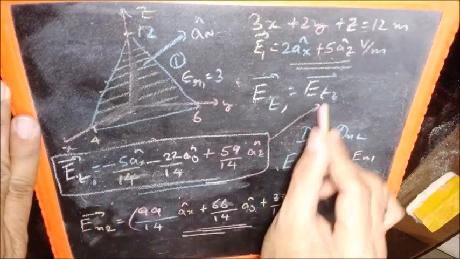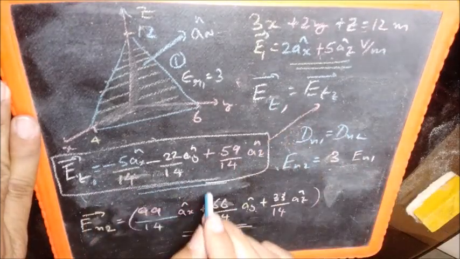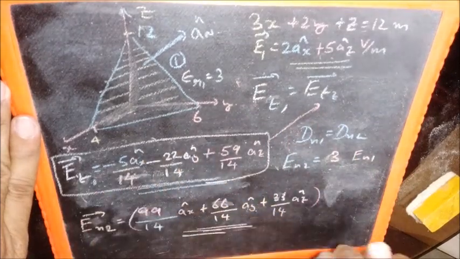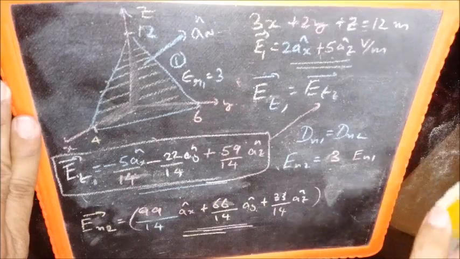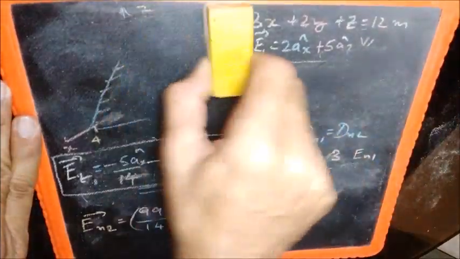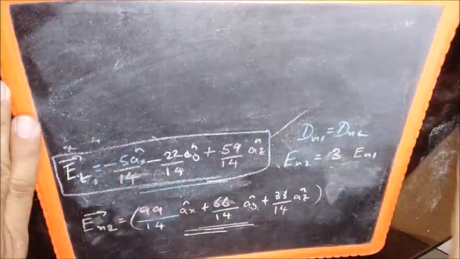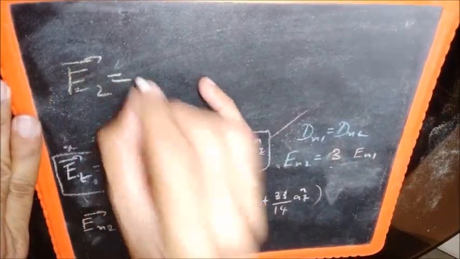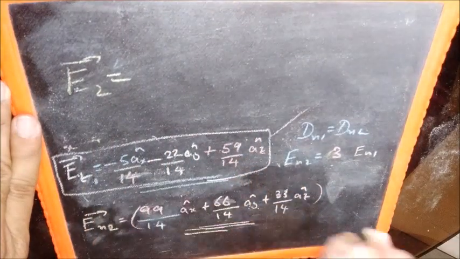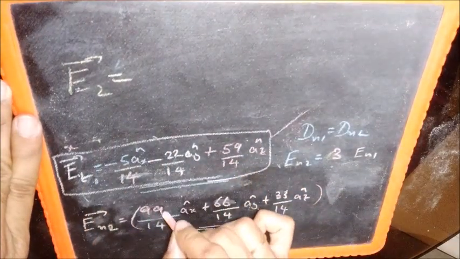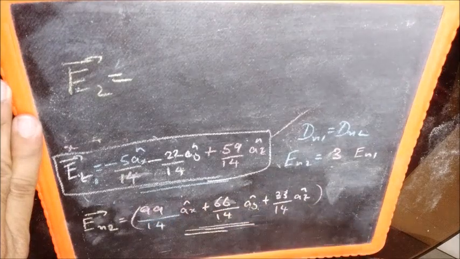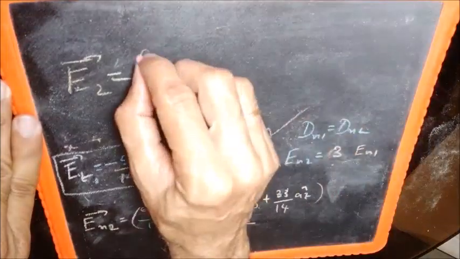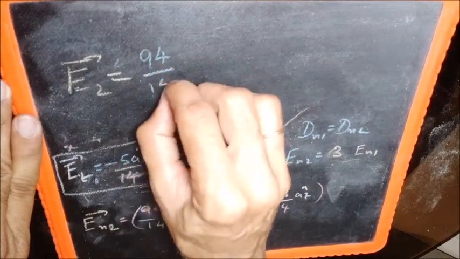Et1 and Et2 are the same. Again I repeat, this is the same as Et2. So if I add these two, I get E2 as a whole. When we do that, we have our final answer. E2 is equal to, I have to add these two, 99 minus 5 by 14, which will be 94 by 14.